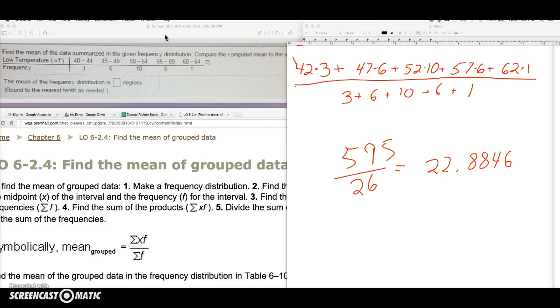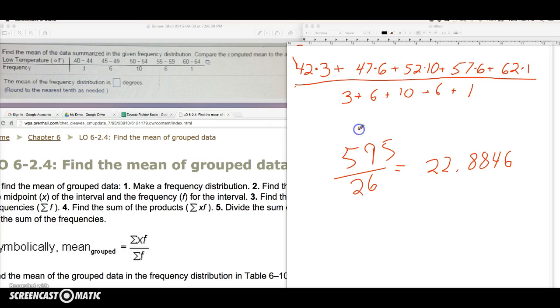Wait a second. And now that I look at 22.88, that is not correct. Let me pause this as I figure out what my problem is. Continue on. So obviously, if you have a bunch of data and they're all going from 40 to 64, they're in the middle, your average can't be 22.88. So I had to recalculate this. And my problem was up here. I didn't add this and calculate it right.